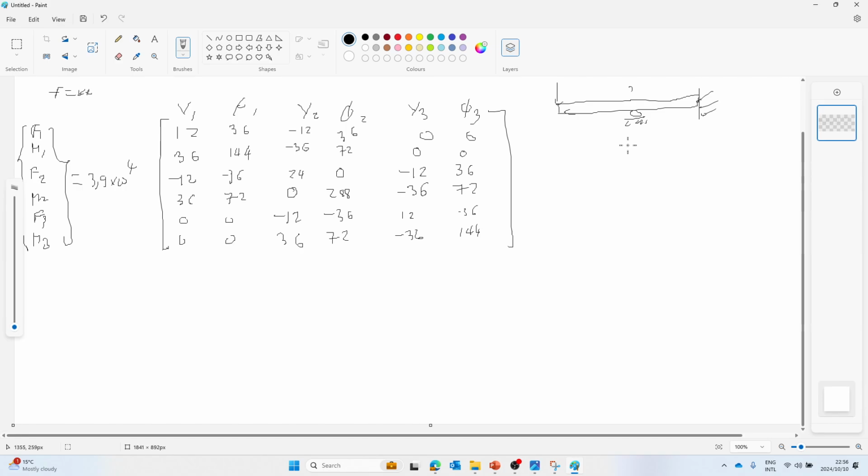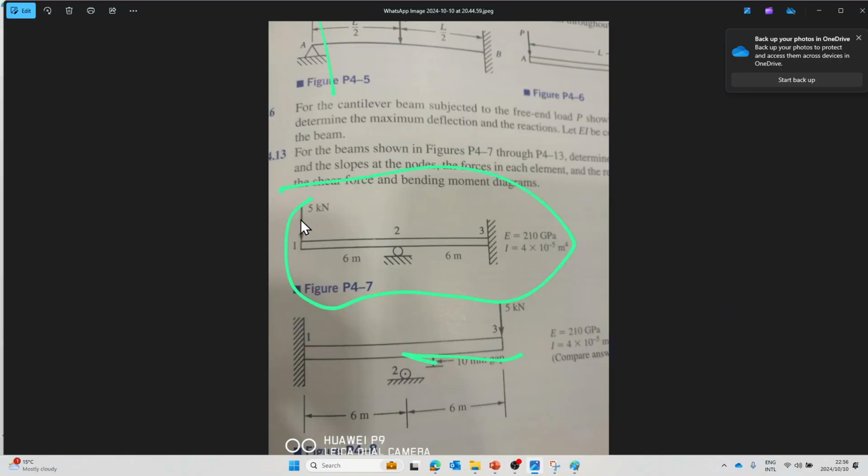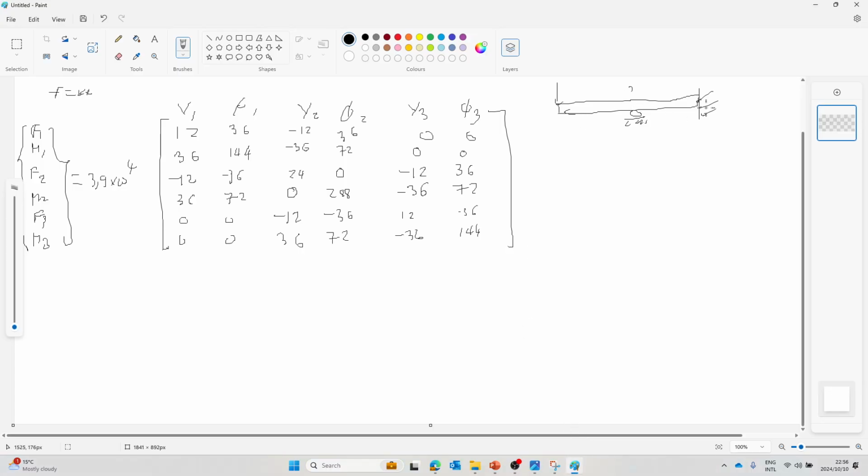Why am I saying that? First of all, are we given a force here, guys? We can solve first for the displacement. There is a force here given to us. How do we do that? Look, this is a fixed point. Wherever you have a fixed point, V3 and phi 3 are equal to 0.